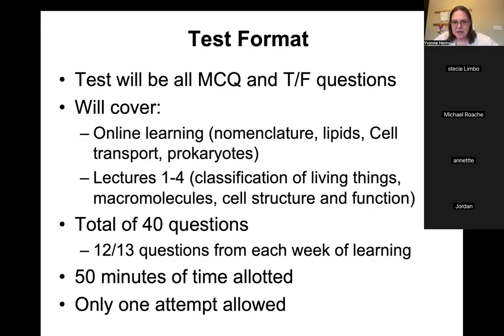Okay. So the goal when we're writing test questions is one question per minute. So if you have 40 questions, I've given you 50 minutes. So it's an extra 10 minutes of leeway and grace. I can't leave it open for 2 hours because then you're not going to study at all and you're just going to look everything up at the last minute. And then you're not really learning it the way I need you to learn it. Okay. So that's the expectation. You get one chance.